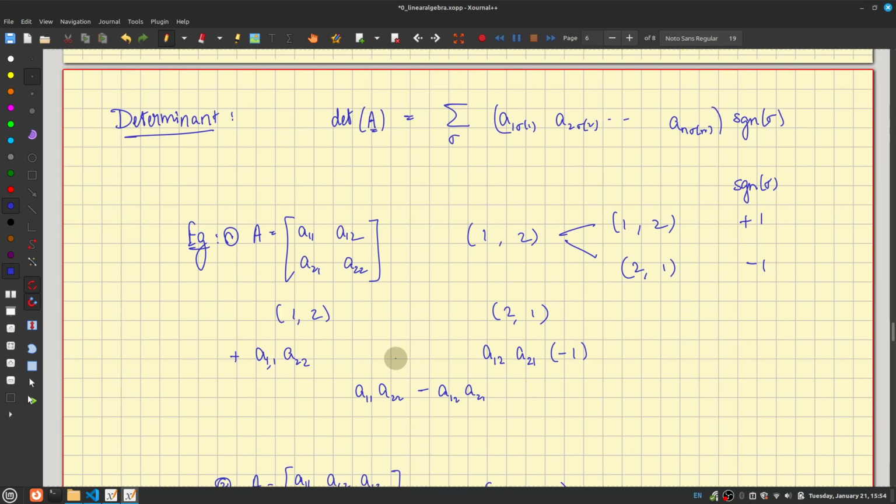You chose 1, 2 for the top row and 2, 1 for the bottom. I didn't quite follow. It doesn't matter whether you take this first or this first, because I'll just get A12 A21 times minus 1 plus A11 A22. That's it. Nothing changes.